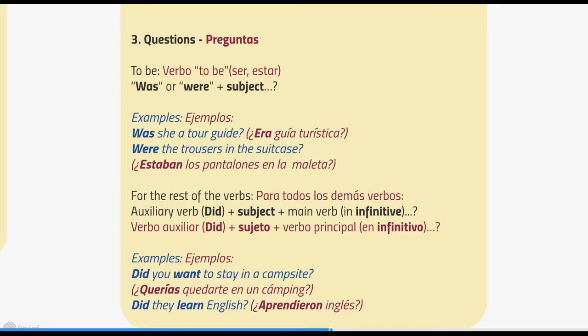3. Questions. With the verb to be, we use was or were plus the subject. Examples: Was she a tour guide? Were the trousers in the suitcase? For the rest of the verbs, we use the auxiliary verb did plus subject plus the main verb in infinitive. Did you want to stay in a campsite? Did they learn English?